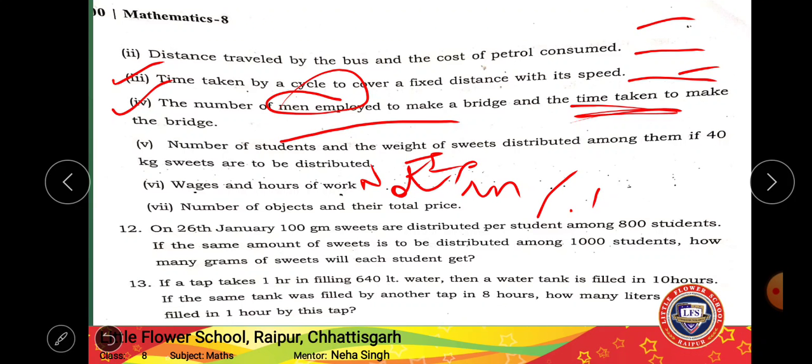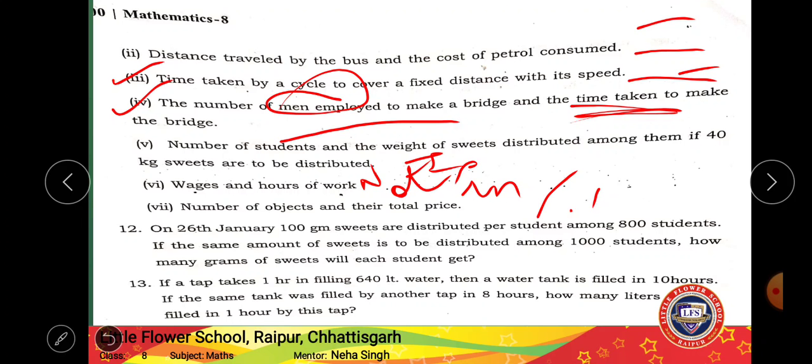So the 12th question is again homework. For the 13th, 3 questions I have given as homework. All are the same as the questions we have solved. The different ones were the soldier question and the military camp question, that both the questions I have solved. Moving on to the last question.